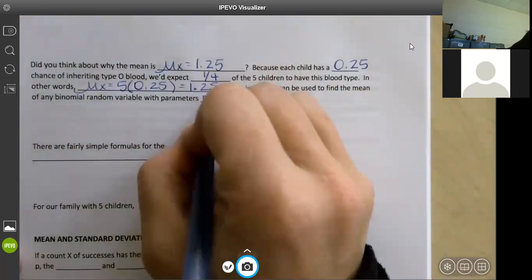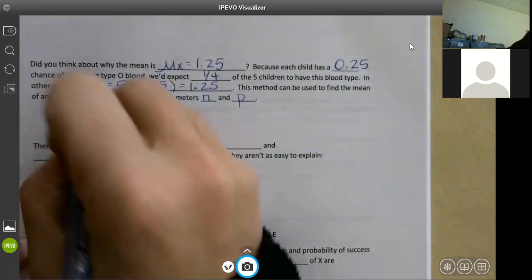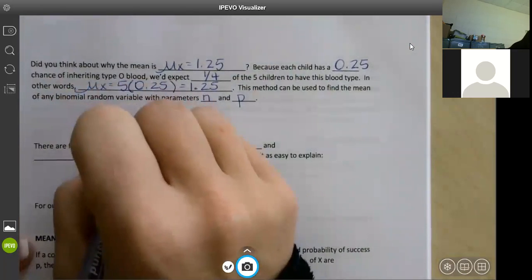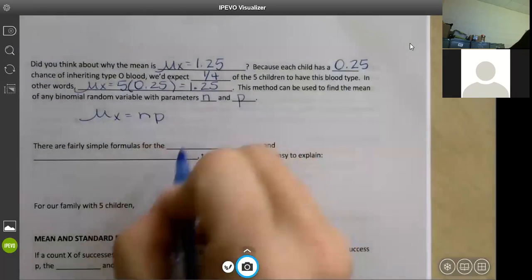So this is how you're going to find the mean and standard deviation. These formulas are on your formula sheet. So if you want to use it, remember your formula sheets are on Canvas. So anytime you take your test, if you need that, go ahead and use it. So here's how you find it. Your mean of X, real simple formula, equals n times p. There are fairly simple formulas for the variance.